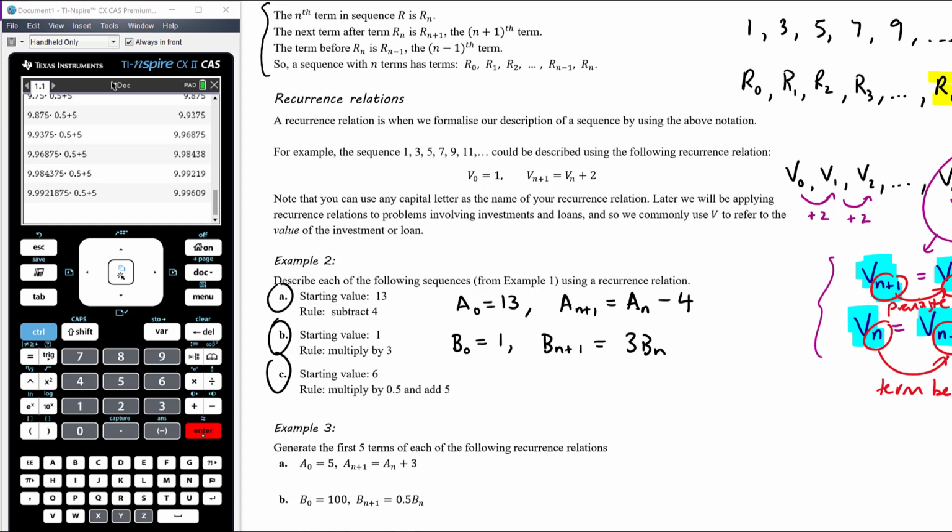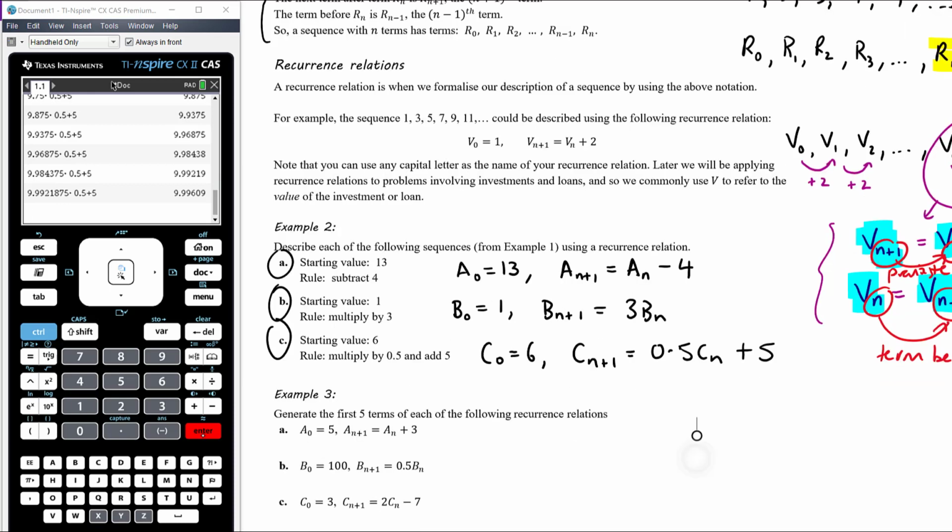Okay, and then the starting value of 6 in part C. So C naught is going to be 6. And then Cn plus 1: we take the previous term, multiply that by 0.5, and then add 5 to it. Once again, we would probably choose to write that as 0.5 times Cn, but it is technically the same thing. Okay, so there's our 3 recurrence relations.